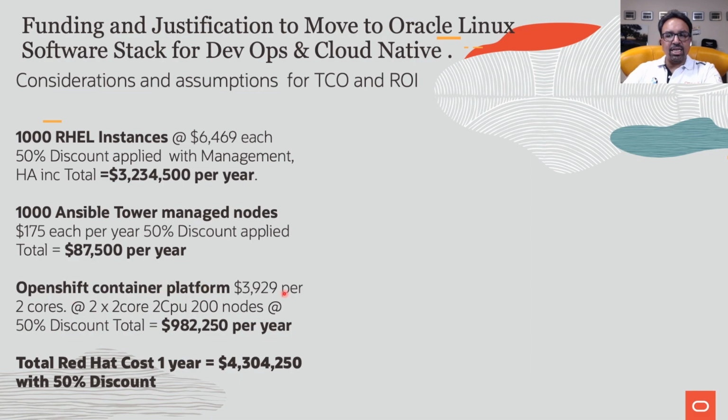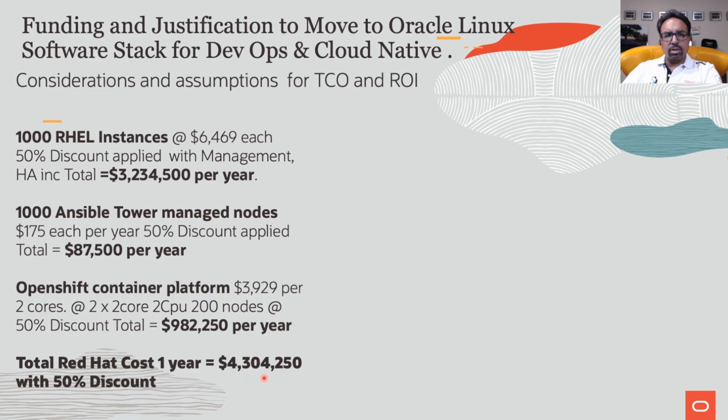And then the OpenShift container platform. Red Hat have got a slightly more complex pricing than I was expecting. So here we've got just under 4,000 per 2-core server. So 2 cores at 2 times 2 core CPUs. And I'm not going to assume that all 1,000 machines are going to be Linux hosts. So I'll put 200 nodes with 50% discount for 200 nodes. We're looking at just under $1 million per year subscription. So when you put all that together with 50% discount, a 1-year subscription cost with Red Hat is $4.3 million.